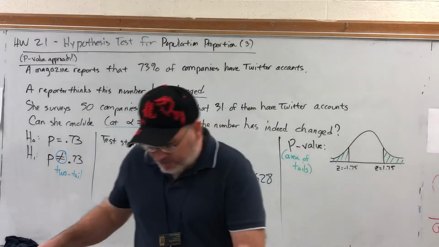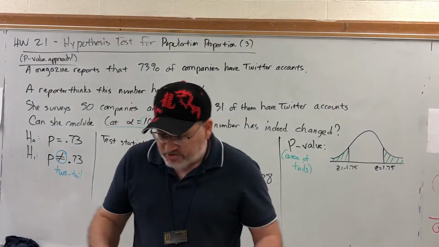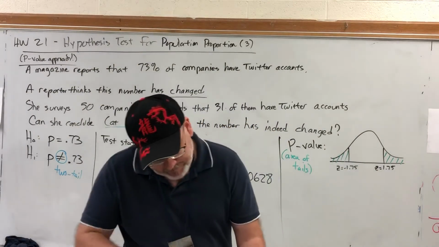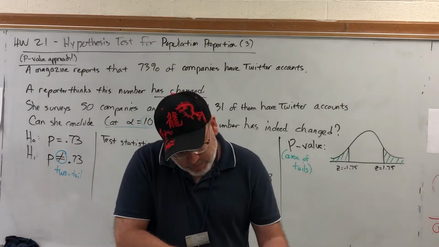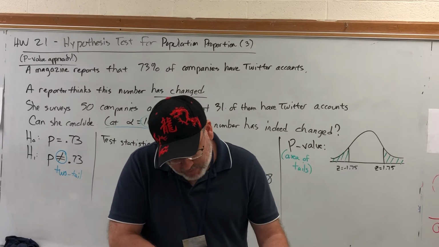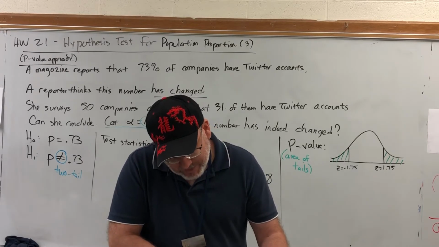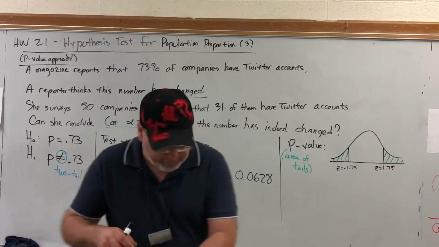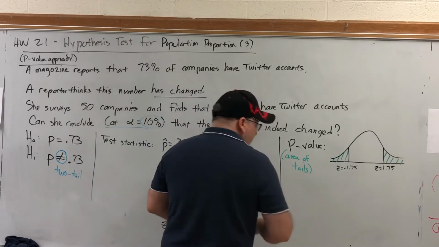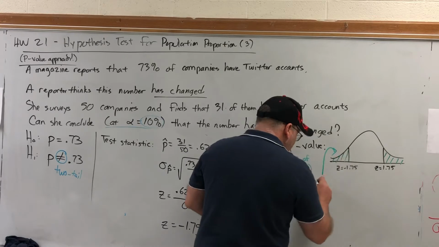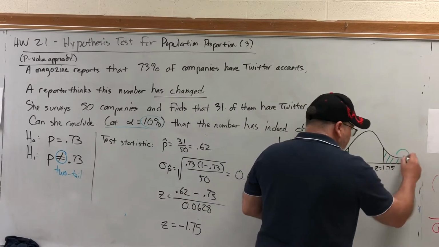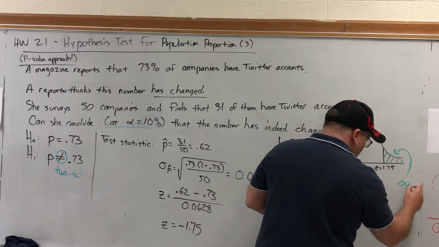I'm not going to sketch it up there because if you haven't looked at the z-chart by now, by the last video of the class, I don't know what to tell you. All right, so negative 1.7 row, 0.05 column, 0.0401. So this area is 0.0401, and this area, being equal, is also 0.0401.